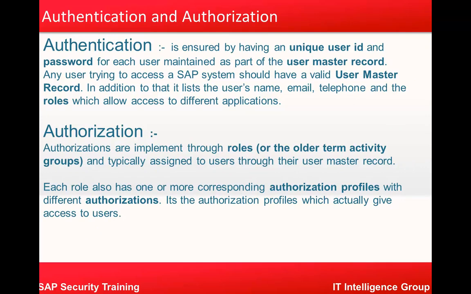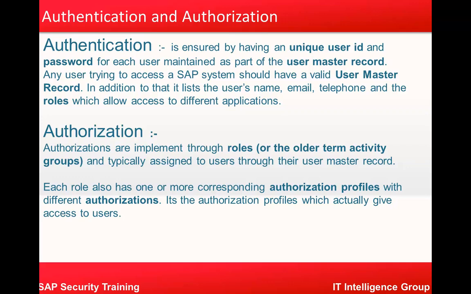So let's see the two key terms, authentication and authorization. Authentication is ensured by having a unique user ID and password for each user, maintained as part of the user master record. Any user trying to access the SAP system should have a valid user master record. We will be seeing what the user master record is. Basically, it's the information about the user's name, email address, telephone contact, and roles which allow access to different applications. That is authentication.